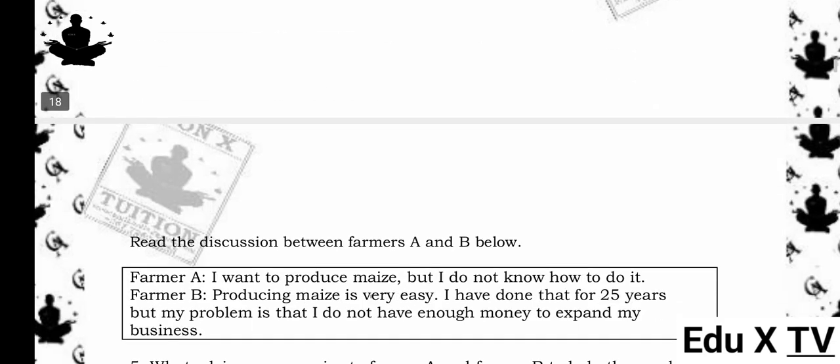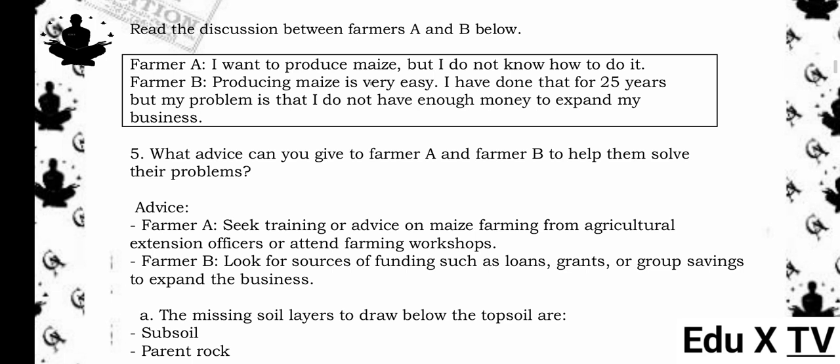Read the discussion between farmers A and B below. Farmer A: I want to produce maize, but I do not know how to do it. Farmer B: producing maize is very easy. I have done that for 25 years. But my problem is that I do not have enough money to expand my business. 5. What advice can you give to Farmer A and Farmer B to help them solve their problems?